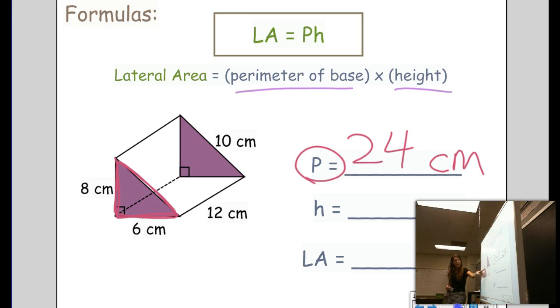8 plus 6 plus, how did I know that was 10? Just look right down there. They're congruent. Remember, they're congruent. It is a triple. 6, 8, 10 is a triple, so we didn't even have to put that 10 in. You could have found it yourself.